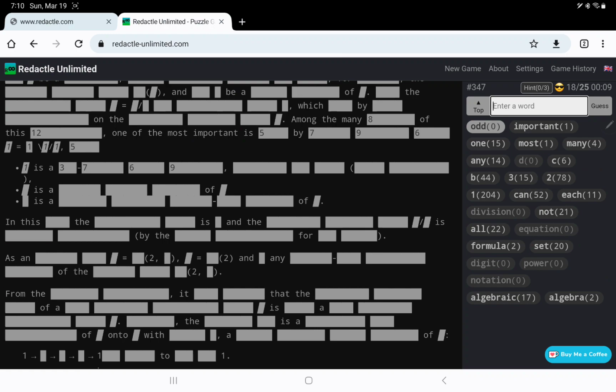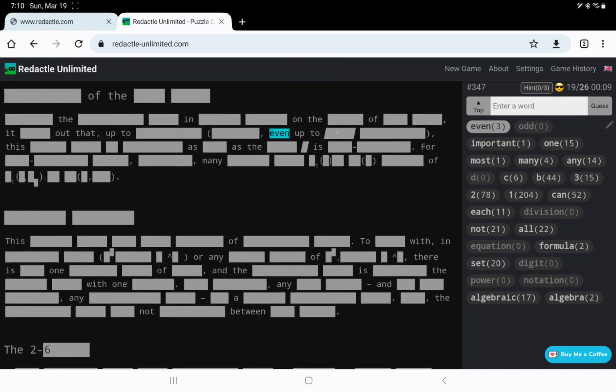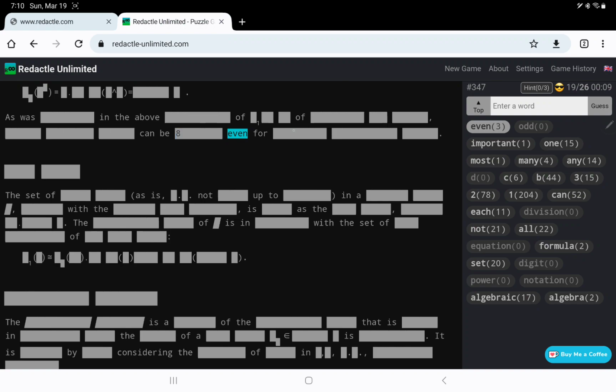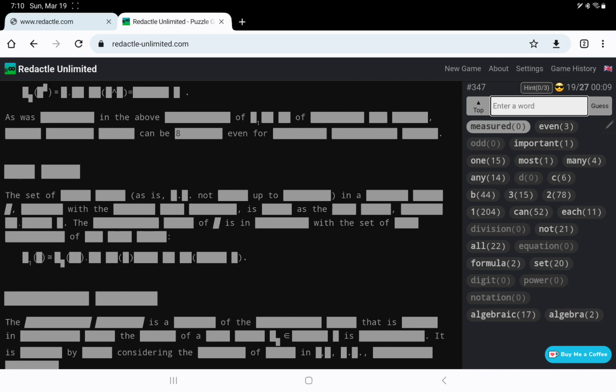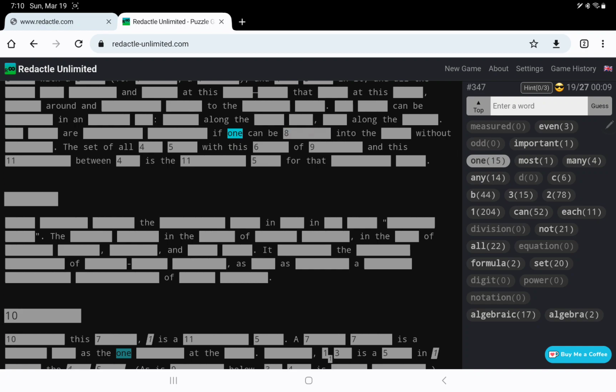Let's try odd and even. We have 3 evens, but that's even up to something. Of even 10 can be measured. No. Let's look at our ones. If 1 can something into the 5 without, oh my goodness, I'm losing all of my mathematical words.